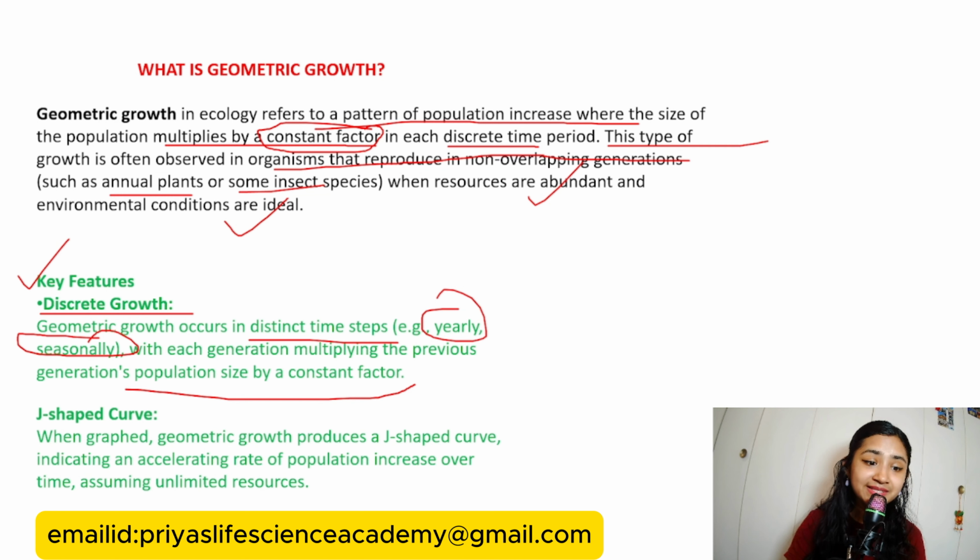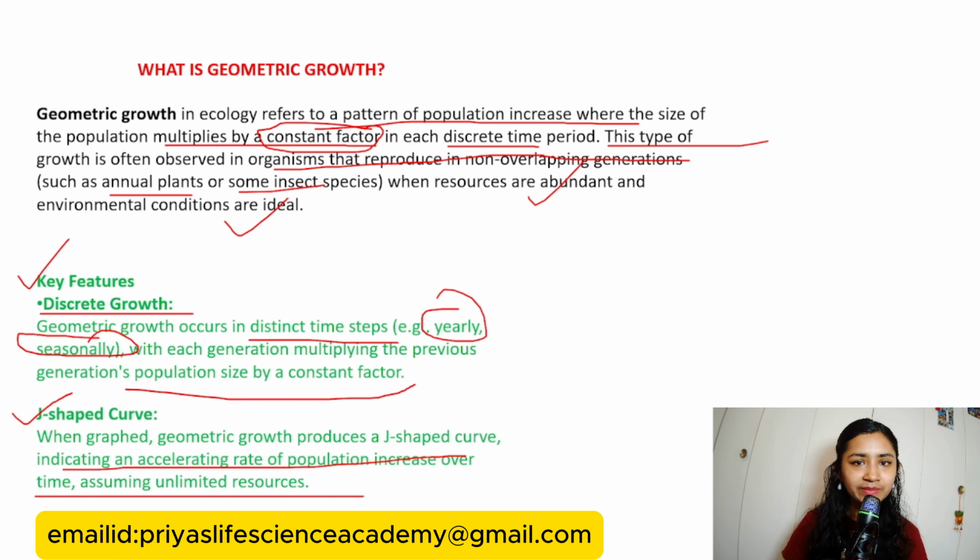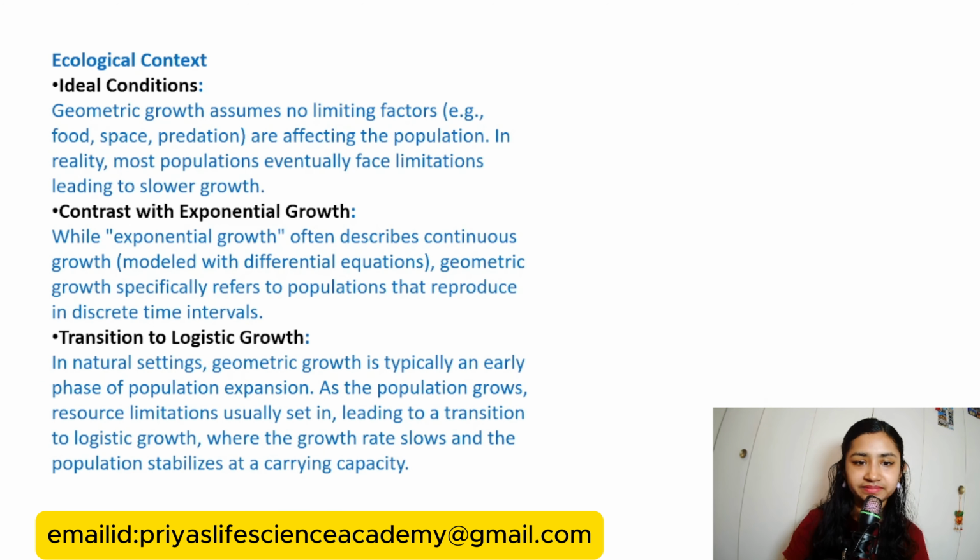And the curve is a J-shaped curve, much like the exponential growth curve. You know that in the exponential growth curve, the curve was J-shaped, and it is the same in this case. When graphed, geometric growth produces a J-shaped curve, indicating an accelerating rate of population increase over time, assuming unlimited resources. It should be a J-shaped curve because as resources are unlimited, the population will tend to increase abundantly.